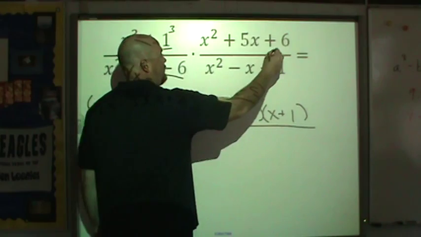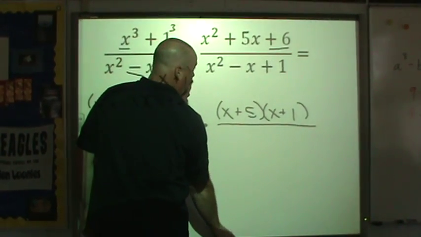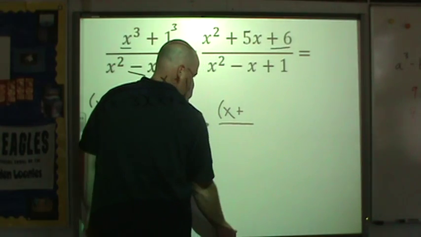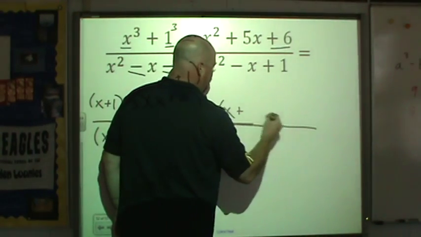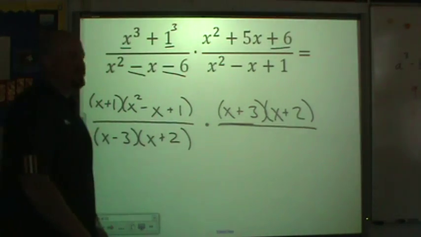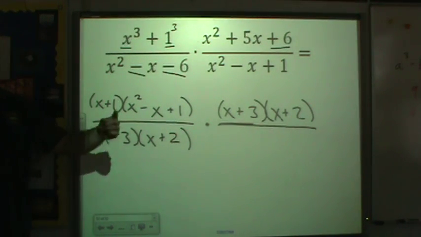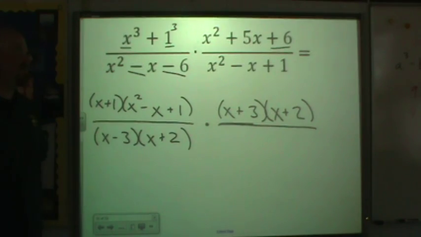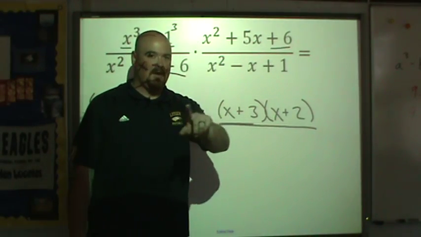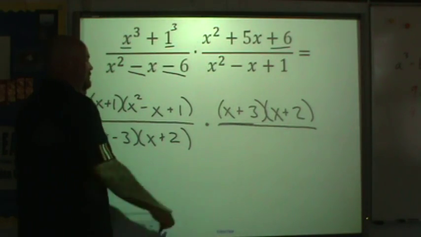Why the 5 and the 1? Because 5, I had them switched, right? The product has to be 6, the sum has to be 5. I had a product of 5 and a sum of 6 today. Did you guys recognize that? You probably did. You probably did.